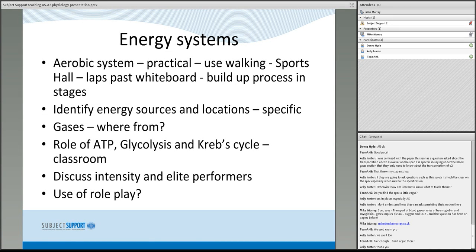So a bit more detail, as far as I can see, that 4th bullet point down needs to be classroom based. But all the time, diagrams, the same diagram all the time. Whatever way you want to structure this diagram, get them to use the same diagram all the time. Get them to rote learn the diagram. Talking about the different intensity and the difference between an elite performer and a non-fit performer.